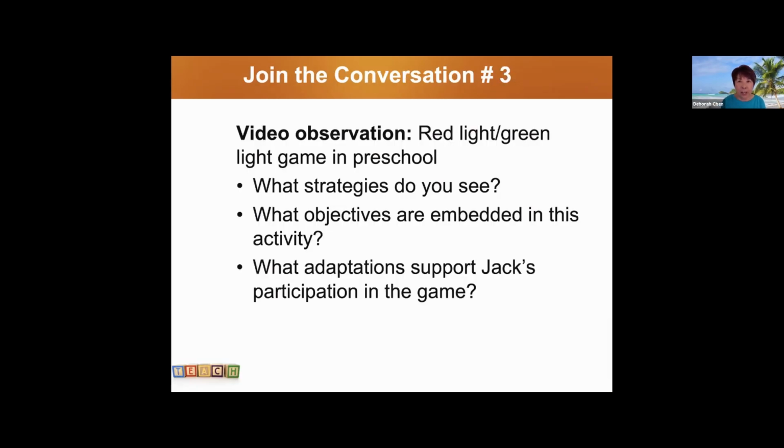So in this final conversation, we'll see Jack in a fully included preschool program playing red light, green light. So what strategies do you see? What objectives are embedded? And what adaptations support Jack's participation?